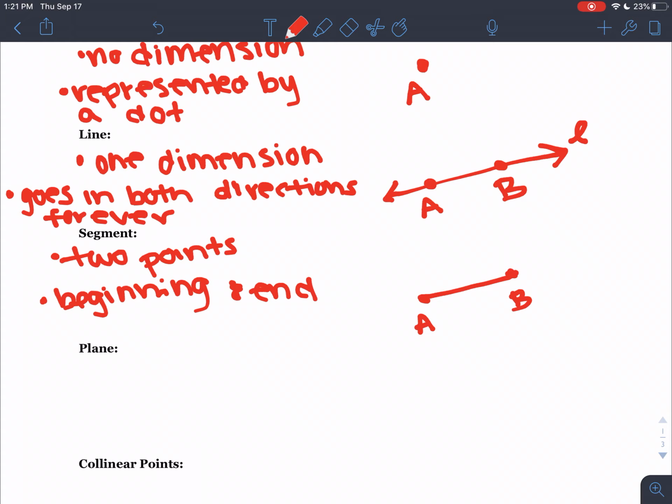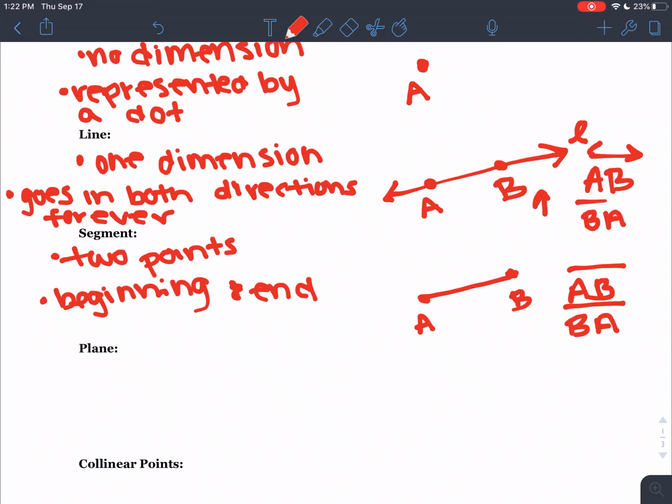Now this could be called AB or BA. Notice these little lines above the letters. That's telling you this is a line segment. There's no little arrows. If I were to name this line, I could call it AB with arrows on the end, or BA. It's important to remember those arrows because that's what distinguishes a line from a line segment.